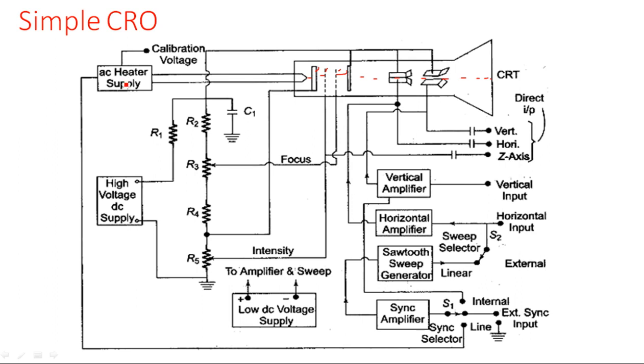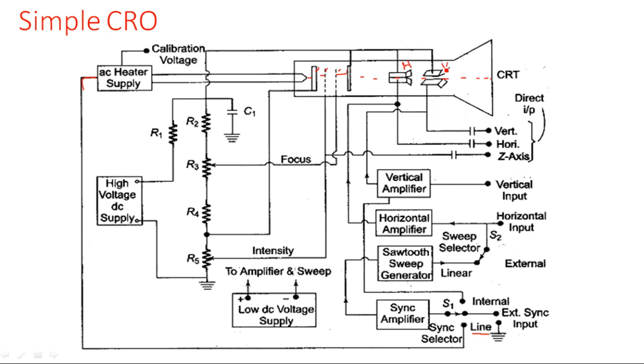The AC heater supply is nothing but the 230 volts that we are giving at the plug. The same signal is also taken as line supply. If you take this line, where it is connected, here it is line supply. I will tell what line is here. Now, what are these plates? These are horizontal reflecting plates, and these are vertical reflecting plates.